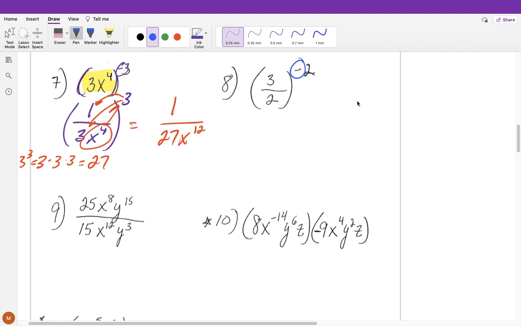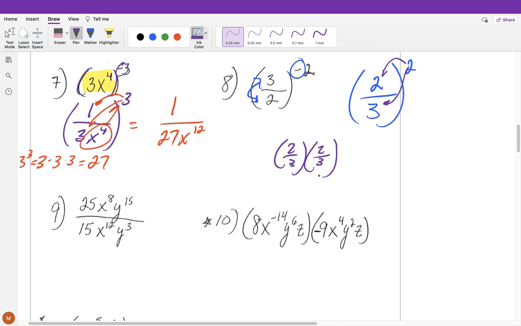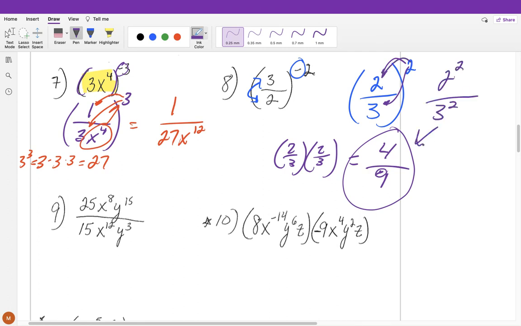All right, here I want to get rid of this negative, so I am just going to take the reciprocal on the inside. So that flips to 2/3, and by doing that, that makes that power positive. So now I'm going to go ahead and square everything. This is the same thing as 2/3 times 2/3. And when we're multiplying our fractions, we know that we're multiplying numerator with numerator, which is 4, and denominator with denominator, which is then 9. So this is 4 over 9. Or we could have just said 2 squared over 3 squared, which still gives us 4 over 9.